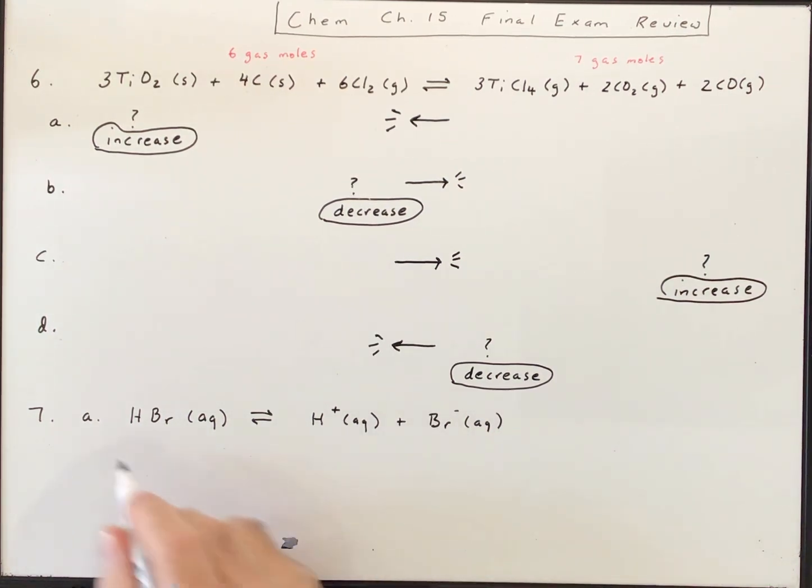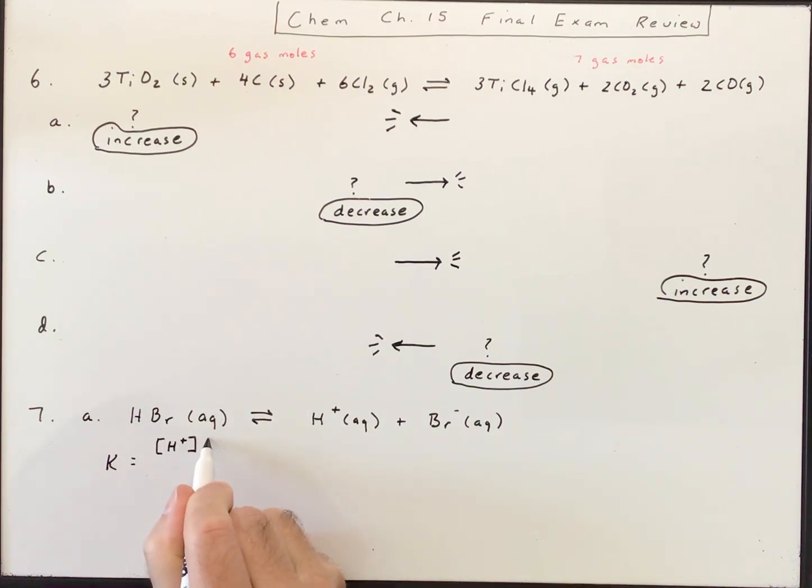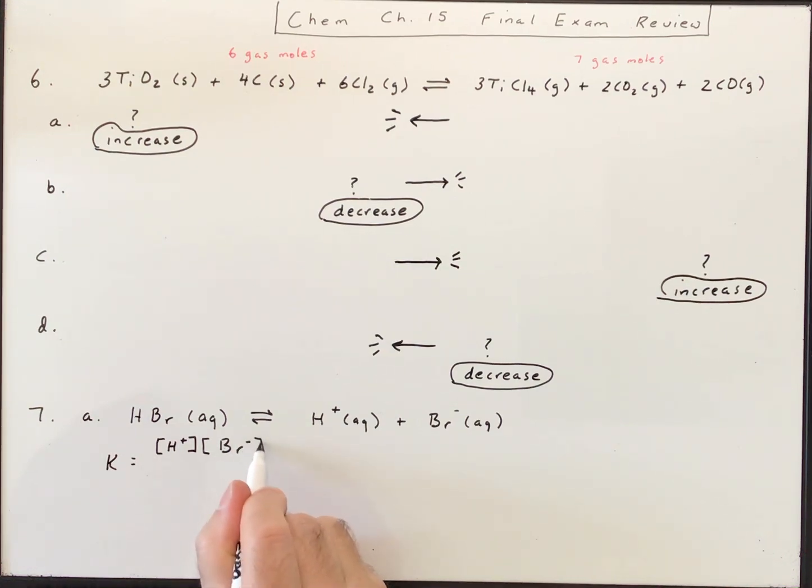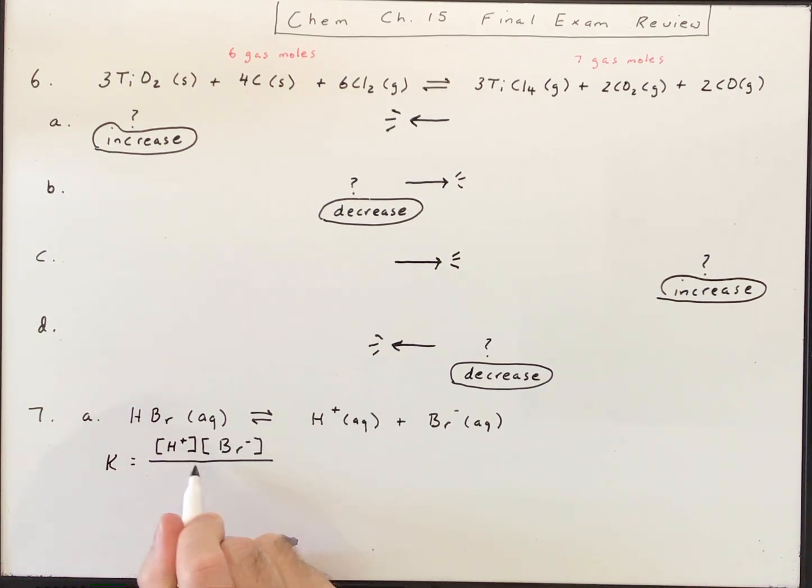It's already balanced there, so K, you're just going to use the equation for big K. It's going to be the concentration of H plus. Now don't forget the pluses and minus there, times Br minus, divided by the concentration of HBr. So not a base, so we don't add liquid water or anything like that.